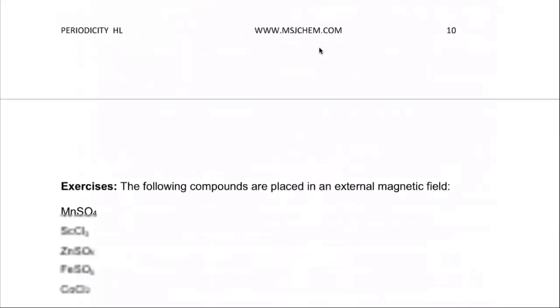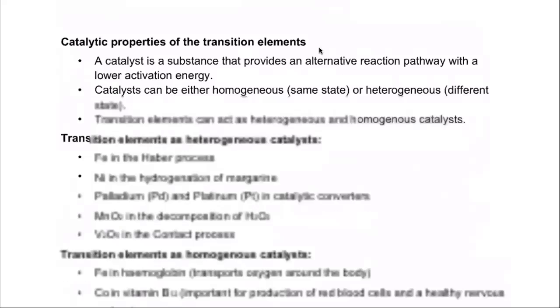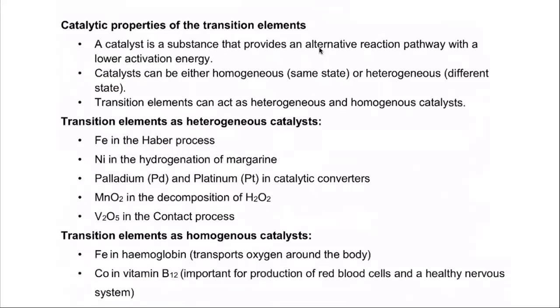All right, and then catalytic properties. This is our last thing today. I talked about this briefly earlier at the beginning, but essentially catalysts, as we learned in topic 6 last year, are substances that provide an alternative reaction pathway with a lower activation energy. So basically it speeds up a reaction. It's going to make it go faster.